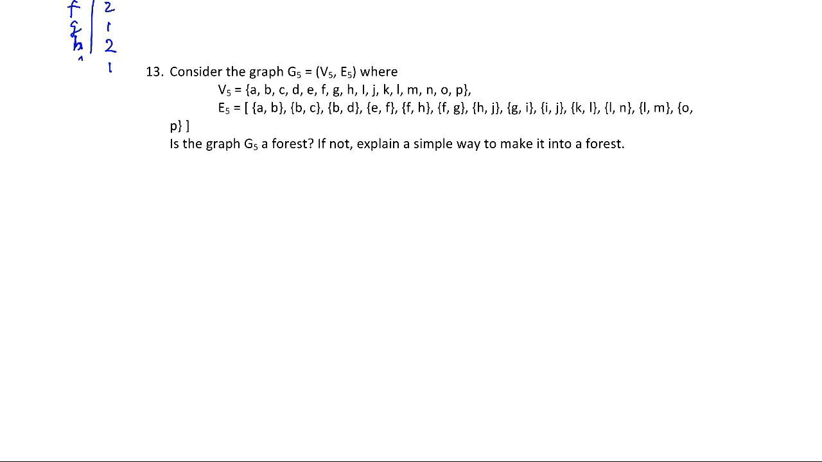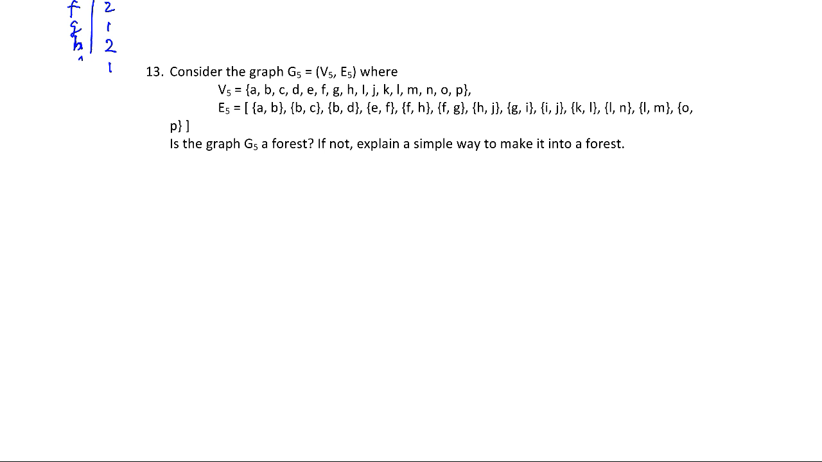Okay, wow, I've got a big graph in this example problem. Consider the graph G5, with a set of vertices V5 and a set of edges E5. Look at all these edges. They're undirected because they have curly brackets on them in pairs. And I have 1, 2, 3, 4, 5, 6, 7, 8, 9, 10, 11, 12, 13, 14, 15, 16 nodes, or 16 vertices in this graph.